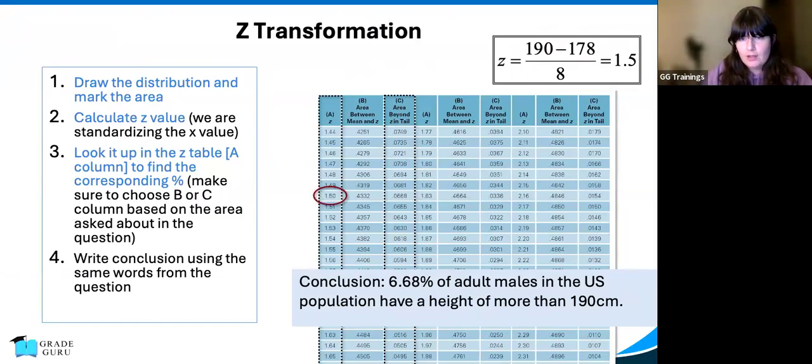Okay, there's your Z value, and the number that's in the C column that's aligned. You can see this is in a decimal form, so it's 0.0668. You need to convert it into a percentage, which you can just do by multiplying it by 100, and you get your final percentage. Your conclusion always uses the same words that were used in the question. So 6.68% of adult males in the US population have a height of more than 190 centimeters.